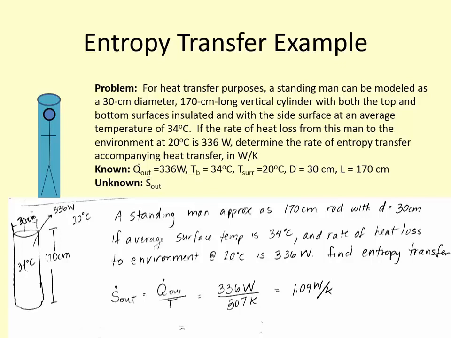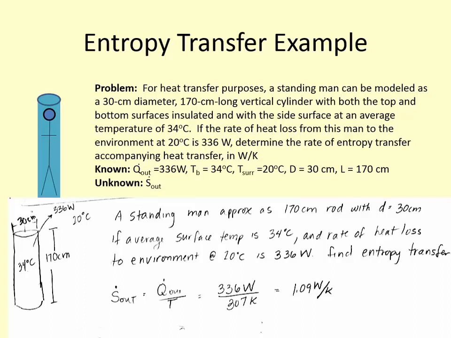Okay, so then we can say that this S dot gen is equal to S dot out. This is the term that we're concerned about, that we're solving for in the problem. We want to determine the rate of entropy transfer accompanying this heat transfer. So this S dot out term is going to be equal to Q dot out over T. Okay, now which T do we use? 20 degrees? Okay, so do we use the temperature of the surroundings or the temperature of the man himself?